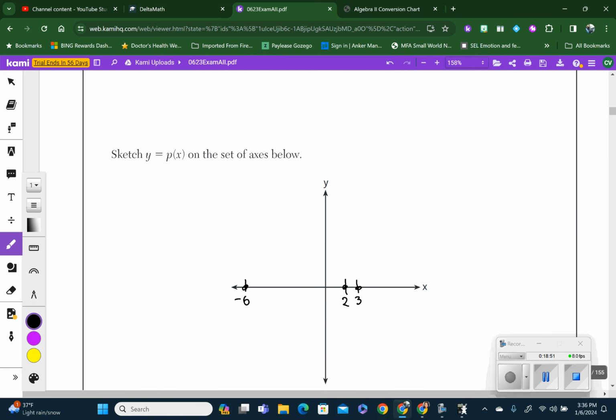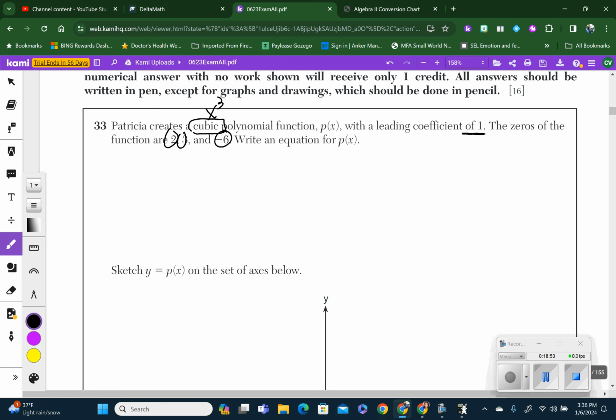Okay, that's good to know. So what does that help me do, right? That helps me figure out what my 3 factors are. So if my zeros are 2, 3, and -6, if I'm going backwards and I'm looking at my functions, like the factors, I'm going to take the sign and I'm going to flip it. So the opposite of +2 is -2. The opposite of +3 is -3. The opposite of -6 is +6.